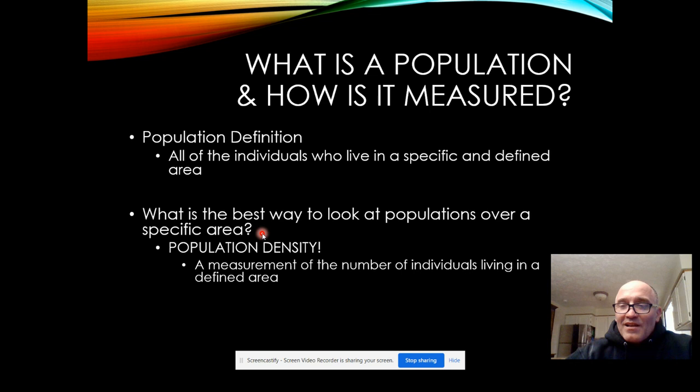And so that's a lot of times a better way to look at a population than just the number by itself: how many are in a particular area, how many people per square mile, or animals, plants, whatever you're talking about, per square mile, square meter, however you want to define it. It's better than just saying there's 1.2 million. Okay, what does that mean? If it's spread out across the whole country, not a big deal. But if it's 1.2 million in 5 square miles, then we're talking about a different thing.